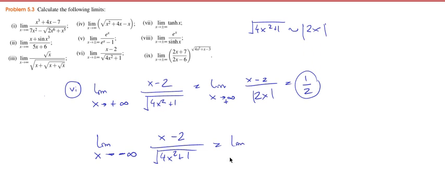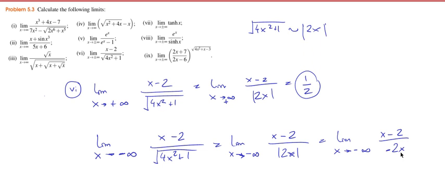This is the absolute value of x. So the limit when x goes to minus infinity of x minus 2 divided by the absolute value of 2x, right? Normally we don't care about this because we're always thinking about positive numbers, but in this case, when x is negative, this is going to be positive, right? And so this is going to be minus 2x when x is very negative. So this is the limit when x is going to minus infinity of x minus 2 divided by minus 2x, or in other words, this is minus 1/2.